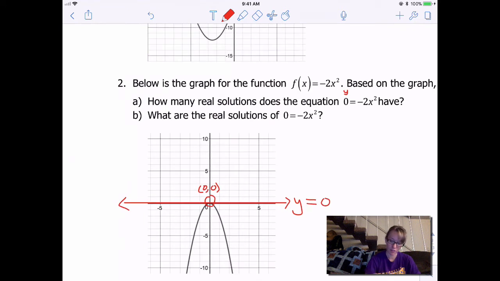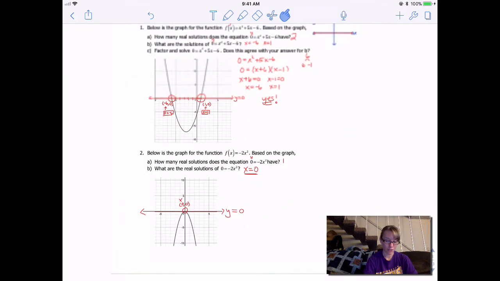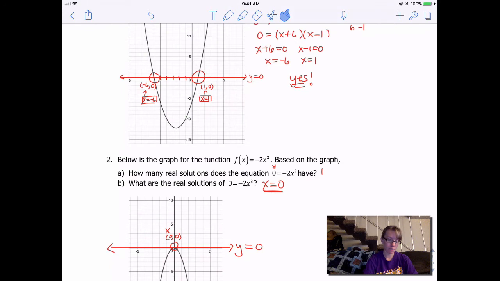So if I have one solution, one real solution, and what are the solutions? Well, the x value here is x equals 0. We don't have to write 0, 0 because we already know we're looking for the y value of 0. Really, all I want to know is when does that happen for x? So far we've been able to have two solutions. We've been able to have one solution.